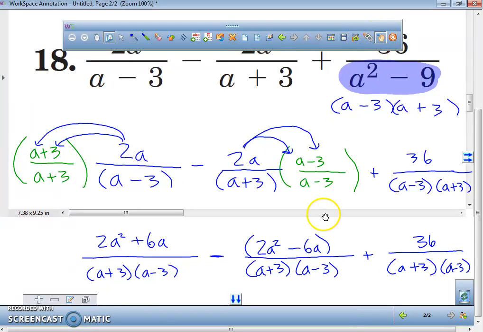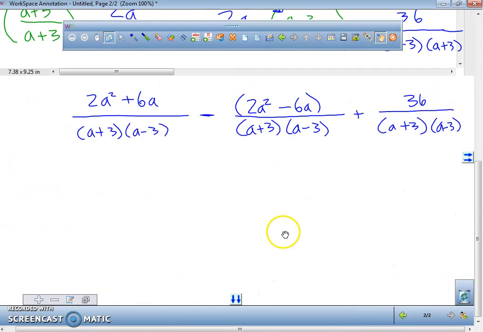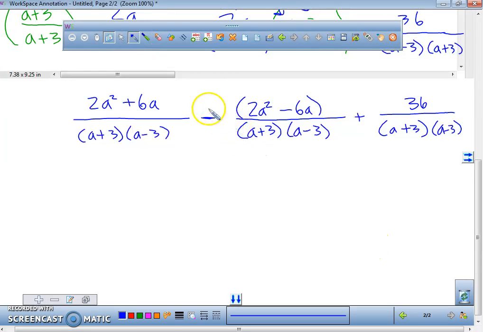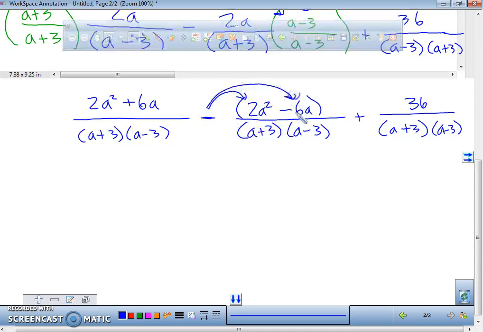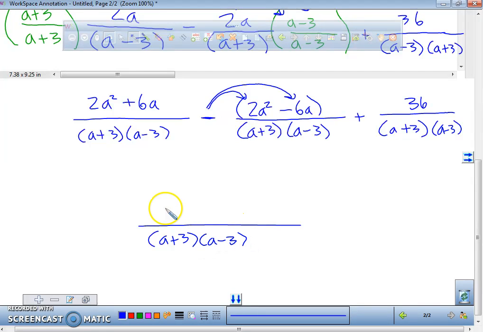All right, so we're almost done with this problem, everybody. What I want us to do right now is take this negative and multiply it into the 2A squared and into the negative 6A. Just so you guys know, our common denominator is still A plus 3 and A minus 3. I'm just going to write, we have a 2A squared plus the 6A, that's from this. Then I have a minus 2A squared. And then a negative times a negative makes a positive 6A. And then at the very end, I'm just going to stick the 36.